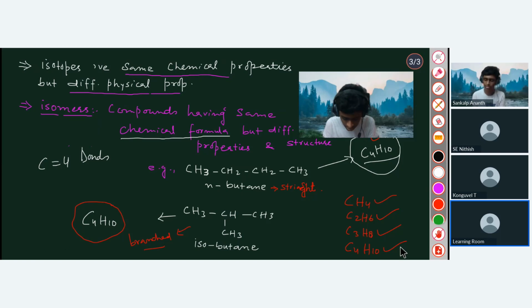That is why we have a large number of organic compounds. We have more than 9 billion organic compounds. In organic chemistry, elements are only few, but compounds are so many. It is due to this isomerism, because of these isomers.